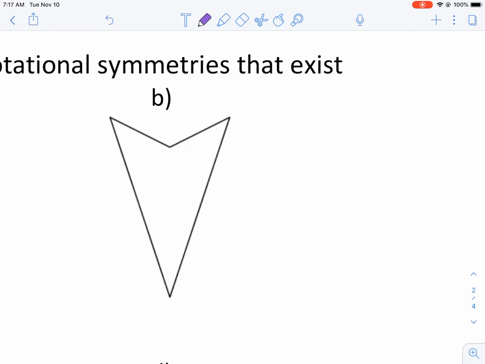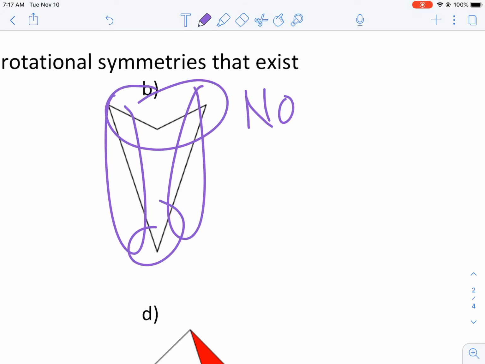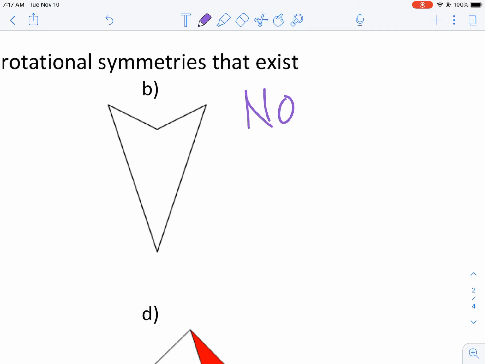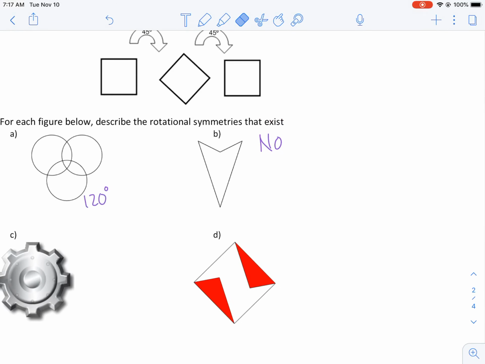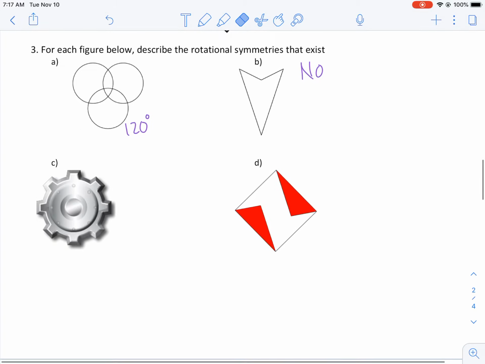B, does B have any symmetry? The answer is no. B has no symmetry, okay? It's not the same on top as bottom or left or right. So the only way that this is going to look the same is if you go 360 back to where you started, but we know that symmetry is 180 or less, so that one's no.